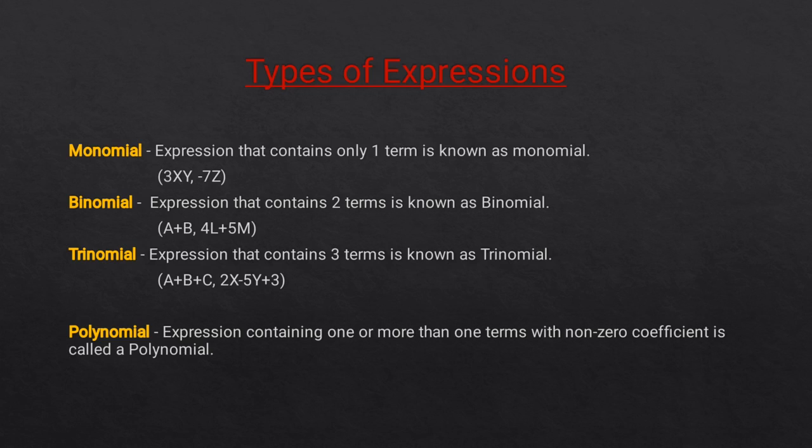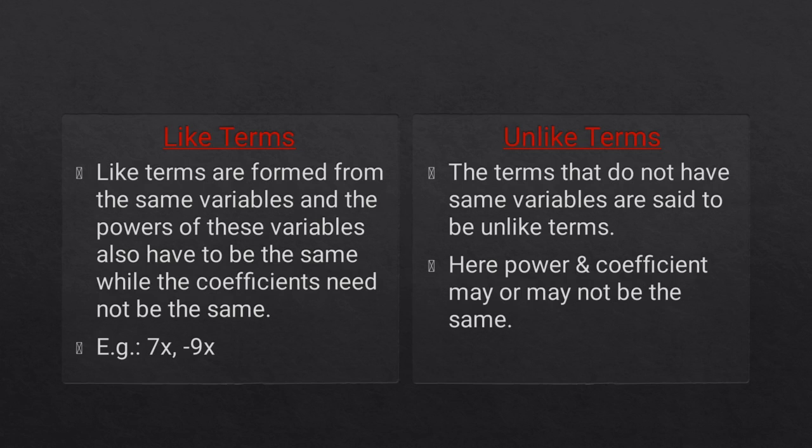Here, let us also learn about the term, or say expression, of polynomial. An expression containing one or more than one term with a non-zero coefficient is called a polynomial. Further, let us learn about like and unlike terms. Here, let us first start with like terms.